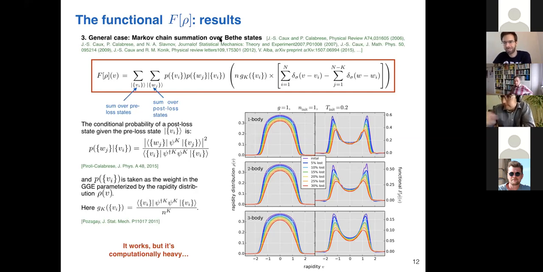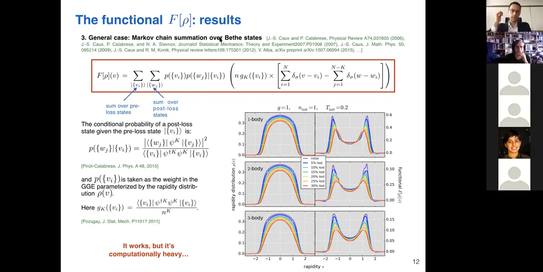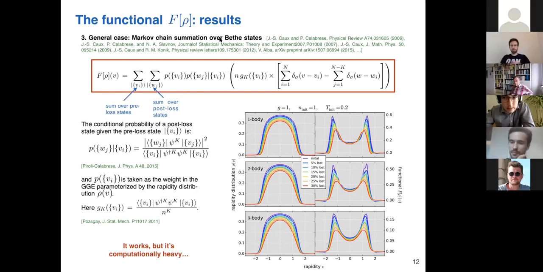May I ask if there is a simple physical interpretation why the losses in the Tonks-Girardeau regime are not diagonal in the rapidity space? In the end, the particles are not interacting, so I can't really understand how it comes out. I completed the calculation, but I'm missing the physical picture. Can you repeat, please? Is there a simple physical explanation why the losses in the Tonks-Girardeau regime are not diagonal in the rapidities? Why do they couple different ones?